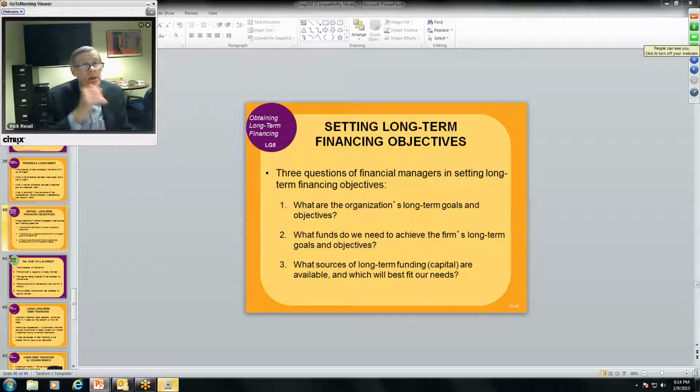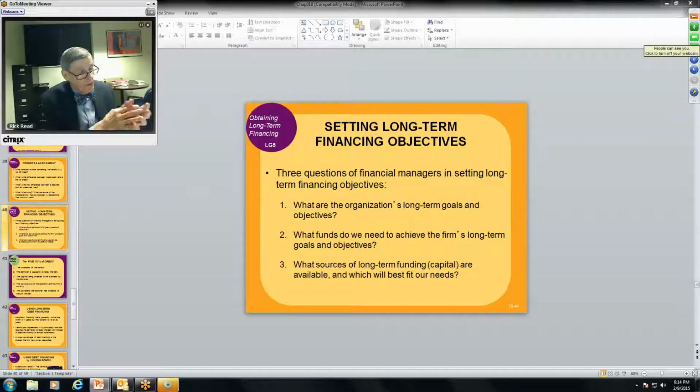If we're going to go after long-term objectives, our long-term objectives on financing have to be in sync with the company's overarching mission, goals, and objectives. It cannot be separated. They have to be close. They have to be interlocking. You can't have a financial plan that's at odds with the organization's mission, goals, and objectives. It's not going to work.